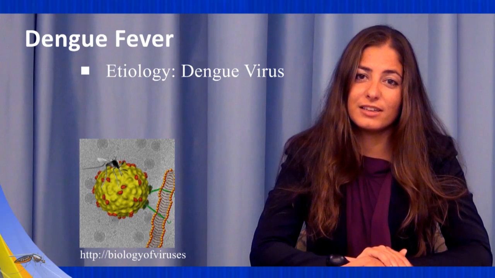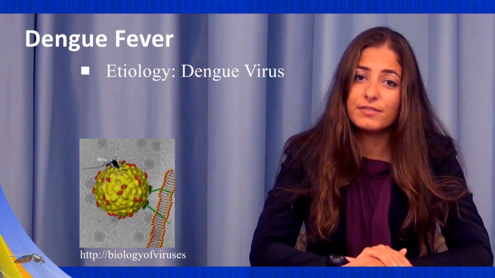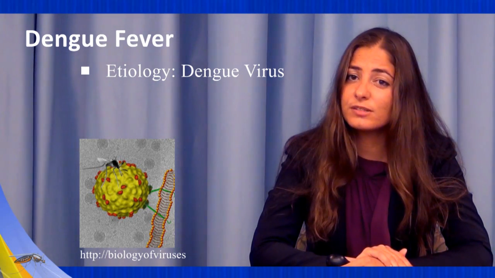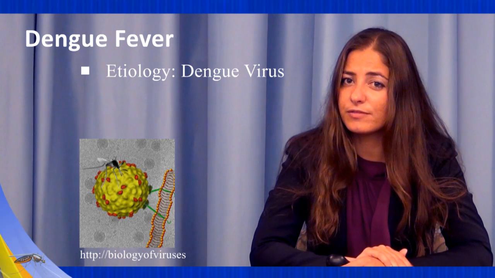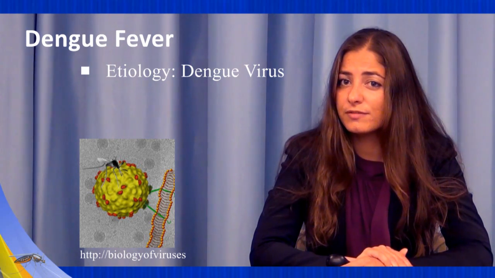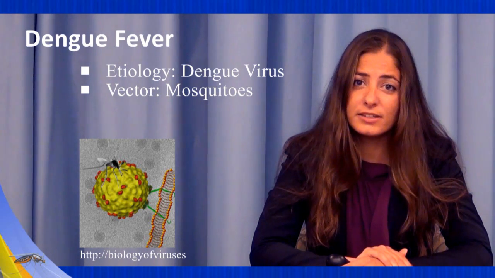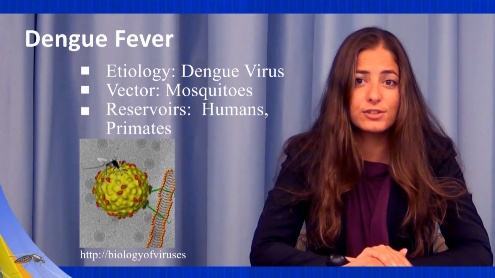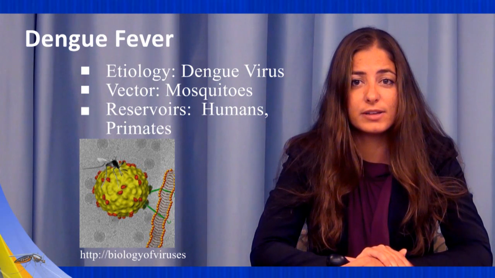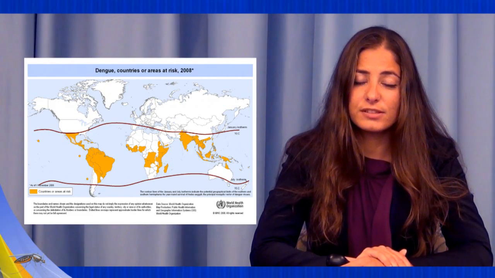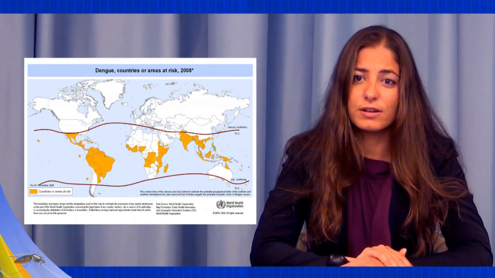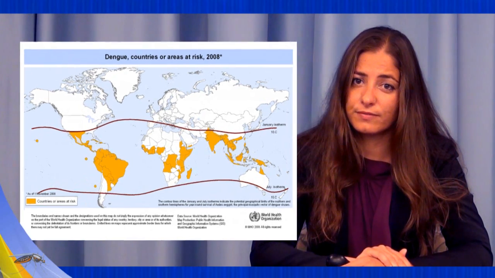Now let's turn to dengue fever. Dengue fever is a viral disease that shares many commonalities with yellow fever. Both belong to the flavivirus genus. Both are vector-borne illnesses transmitted by the Aedes mosquitoes. Both have natural reservoirs in humans and primates. Dengue fever is the most common arthropod-borne viral disease in the world.